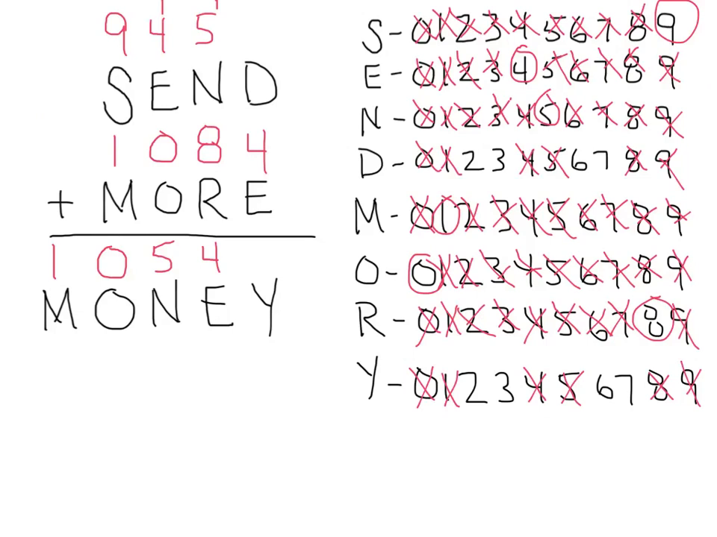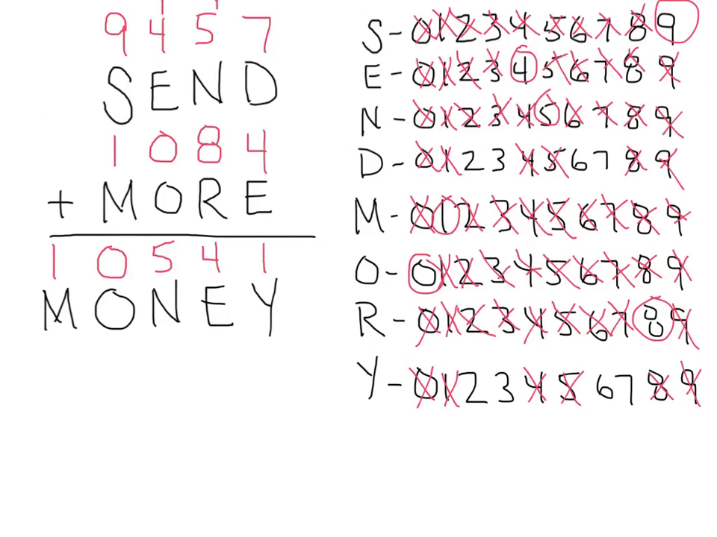Here's the deal, though, is D plus 4 has to equal a number bigger than 10. So D, the biggest number that D could be is 7. And 7 plus 4 is only 11. Here's the problem, though, is that 1 has already been used. M is 1. Dang it. Not quite going to work out.